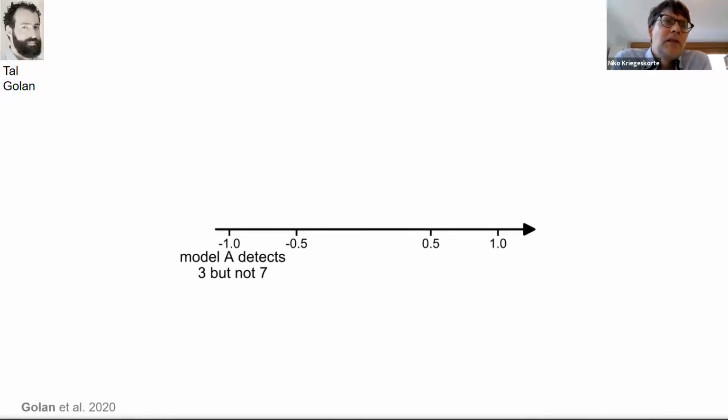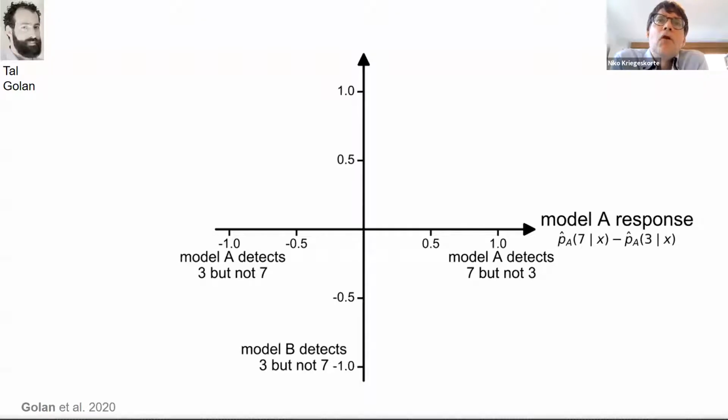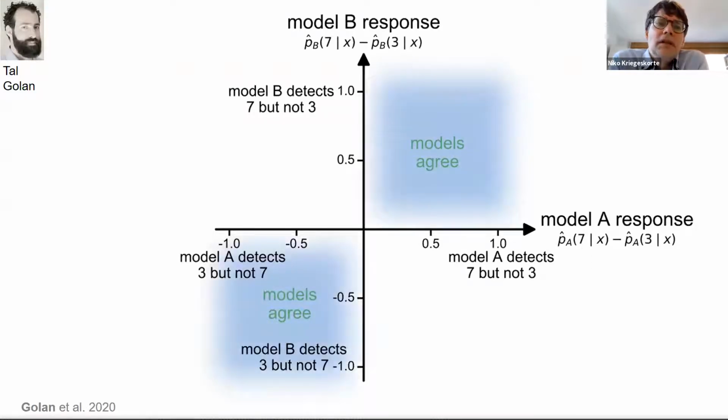To get a better intuition on this, Tal plotted the model output as a contrast. So here you see the probability that model A assigns to the image containing a 7 minus the probability that model A assigns to the image containing a 3. So that's a contrast where at one end of the axis, model A detects a 3 but not a 7, and at the other end it detects a 7 but not a 3. We can do the same for model B, and we get this 2-dimensional space. So in these 2 quadrants, the models agree about a given stimulus. And in these 2 quadrants, the models disagree.